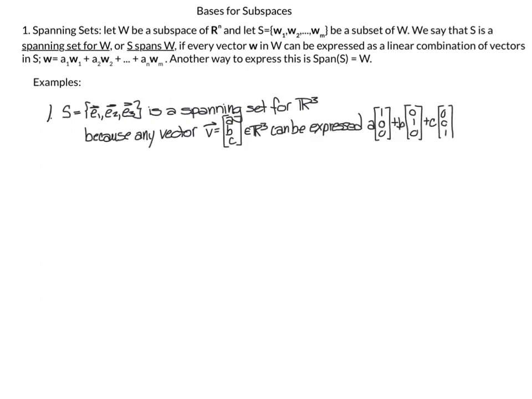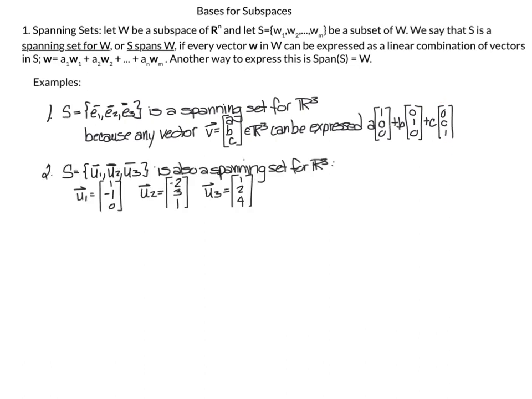Our first example of a spanning set is the natural basis or the standard basis e1, e2, e3. Those are the vectors that have 1 in the ith position. So e2 has the 1 in the second position, etc. And this is a spanning set for R3 because any vector (a, b, c) in R3 can be expressed as a linear combination of e1, e2, and e3: the first coordinate multiplied by e1, the second coordinate multiplied by e2, and the last coordinate multiplied by e3.